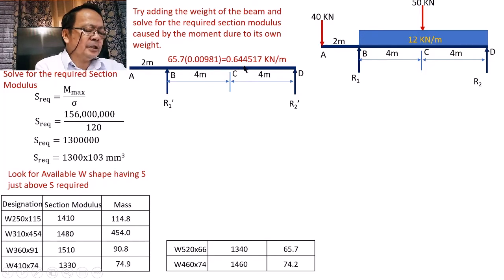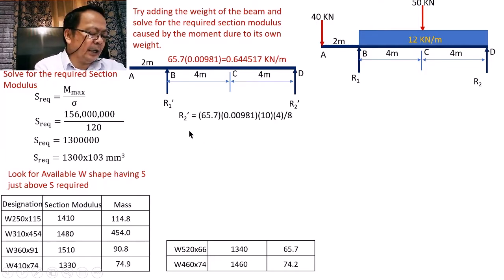So, ibig sabihin, I need to determine the resulting moment due to this weight of the beam of 0.644517 kilonewton per meter. Ngayon, saan natin matatagpuan yung maximum bending moment due to the loading? Yung loading condition ay nag-cause ng bending moment at point C. So, inaasahan natin, dahil sa liit nitong 0.644517, hindi makaka-apekto itong weight na ito sa position ng maximum bending moment. So, asahan natin na yung maximum bending moment ay naroon din sa C. Kaya kukunin natin ngayon yung moment produced by this at point C.